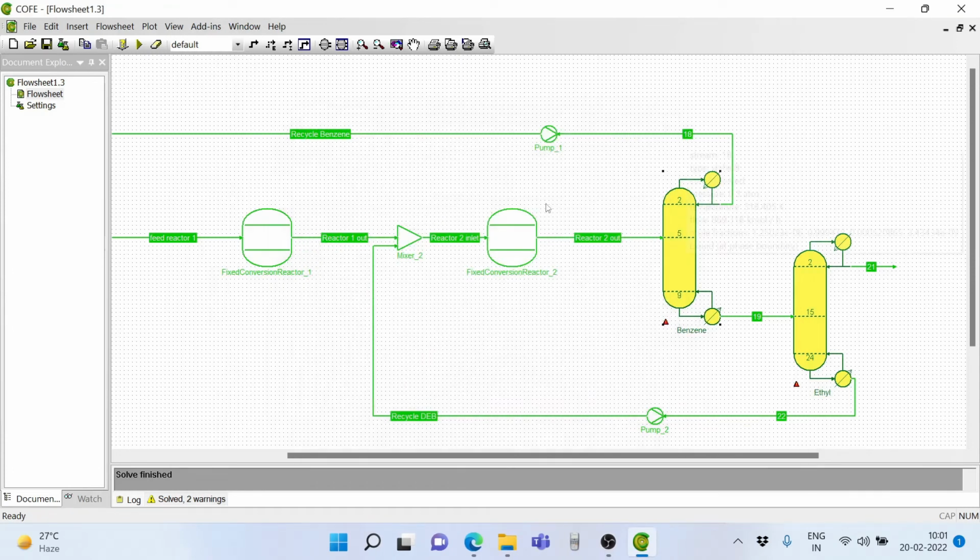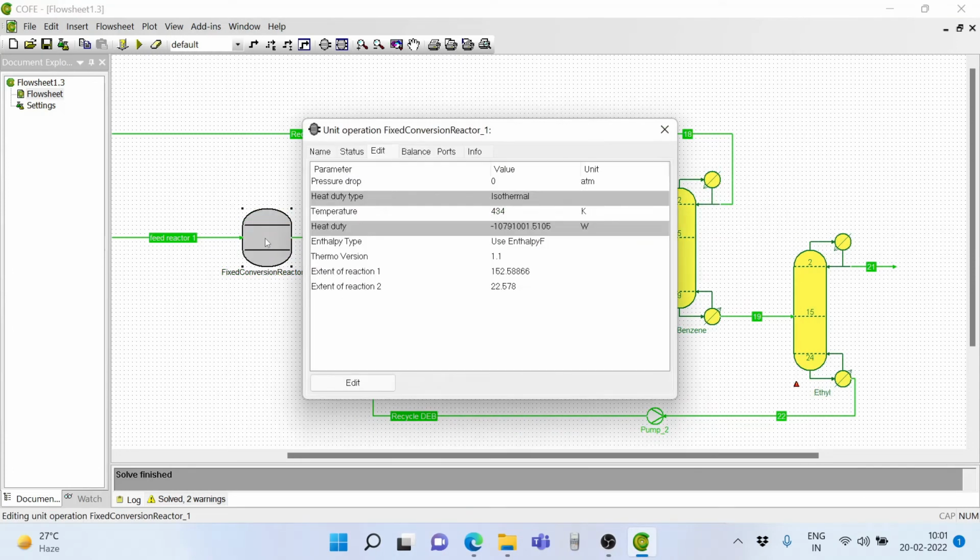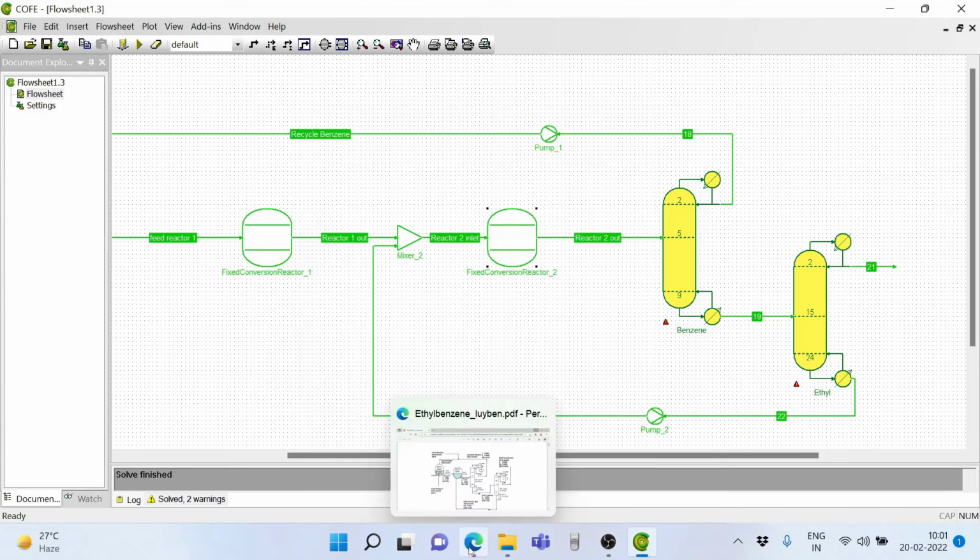Most important, we have got the heat loads of the reactor. Now in this case, the heat load for the first reactor is 10,791 kilowatts, and that in the second reactor is 773.19 kilowatts. Now let's have a look. Let's go to the article.